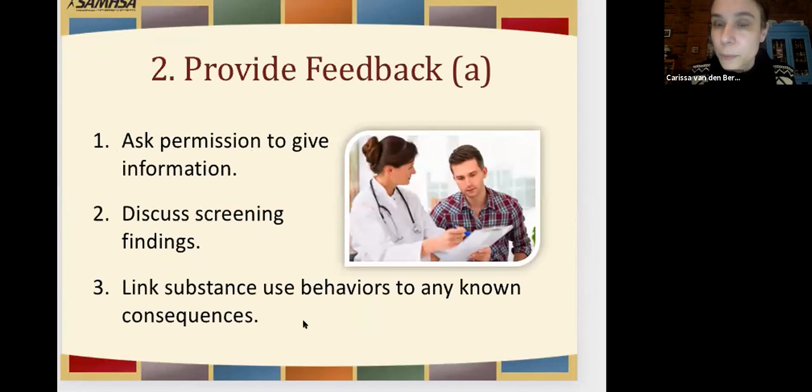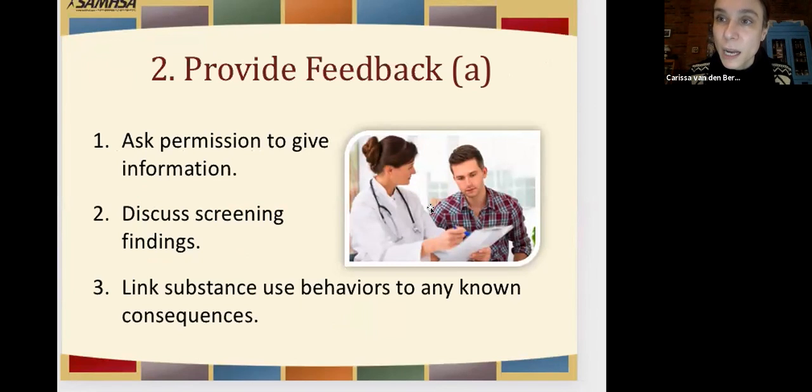And then providing feedback. You really want to keep this patient-centered. You want to let the patient lead. So, basically, ask permission to give feedback. Then discuss screening findings.